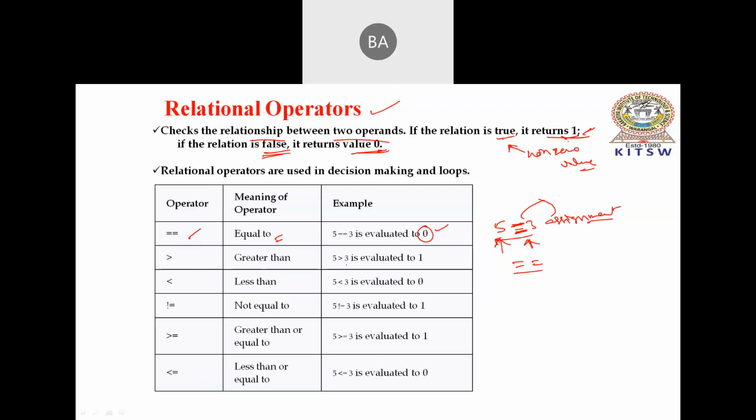Greater than: 5 greater than 3, so the condition is true, it returns 1. 5 less than 3, the condition is false, it returns 0. 5 not equal to 3, yes, the condition is true, it returns 1. Like that. So if you see, less than or equal to, greater than or equal to, we can also use these relational operators for the purpose of comparison.